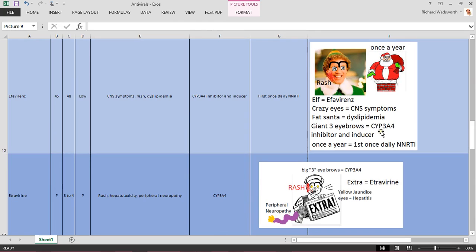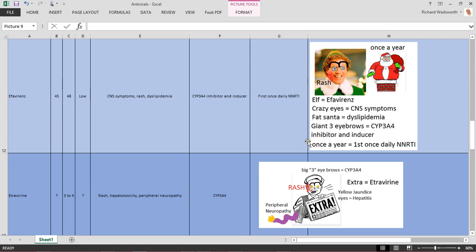Efavirenz. Efavirenz. When I saw the F, I thought that actually said ELF at first. So I thought, oh, ELF. And I realized there's no L in there. But you see the alpha, I think alpha. Okay, here's alpha. And 45% bioavailability. I think he's about 45 years old, right? Somewhere in there. 48-hour half-life. Maybe he's 48, 45, 48. I don't know. Maybe you can think of that.